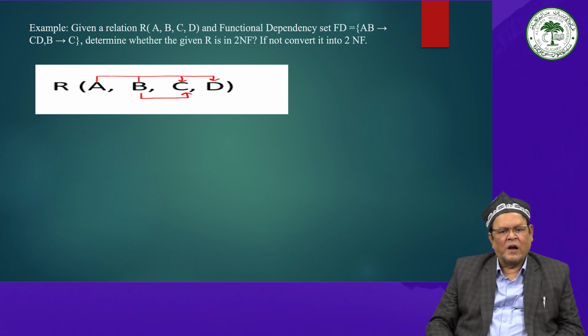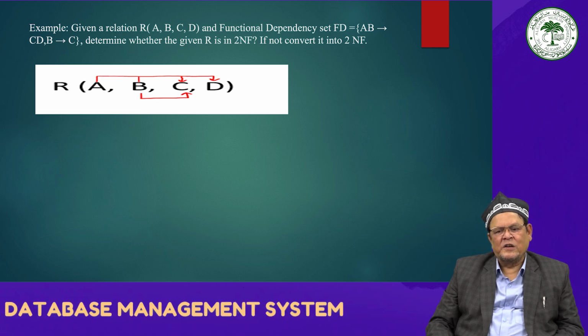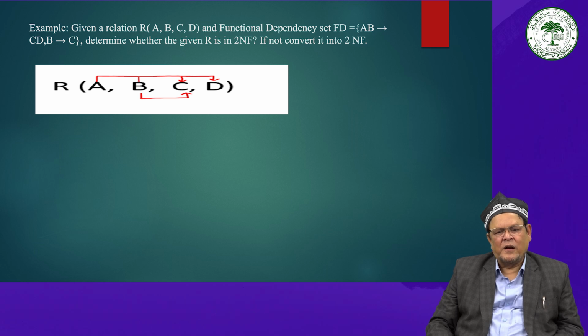Thus, to bring R into 2NF, we decompose it into two relations: one containing attributes BC with functional dependency B determines C, and the relation ABCD with functional dependency AB determines CD. This ensures both relations meet the criteria of 2NF, where each non-prime attribute is fully functionally dependent on its respective relation's candidate key.